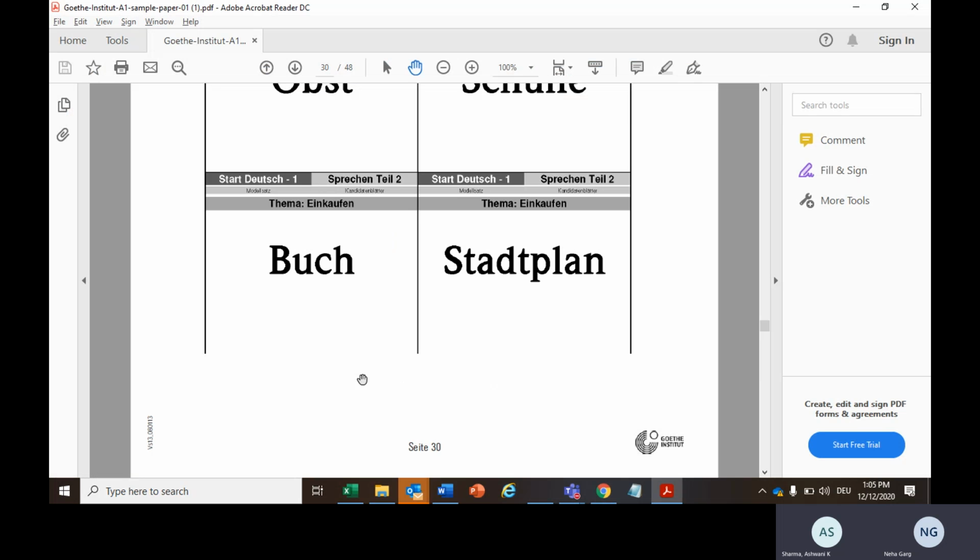Okay. Next one, Stadtplan. Yeah. Stadtplan is city map. City map. Okay. So kaufen. Ich, morgen. Ich kaufe ein, verb at second place. Heute Morgen kaufe ich einen Stadtplan. Okay. Heute Morgen kaufe ich einen Stadtplan.